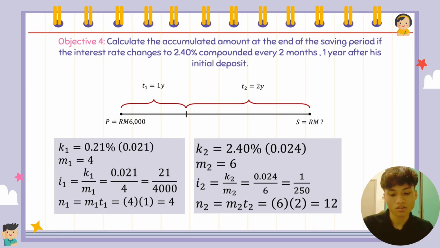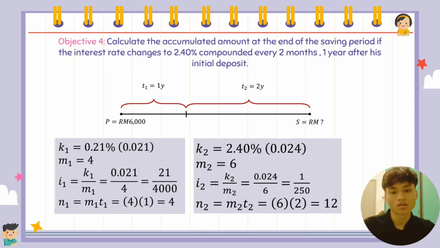I is the periodic interest rate. To find I, K must be divided by M. So it becomes I1 equals K1 divided by M1, which is 0.021 divided by 4, and it becomes 21 over 4,000. N is the number of interest periods, which is N1 equals M1 multiplied by T1, which is 4 multiplied by 1, and the answer is 4. K2 is 2.40%, equivalent to 0.024. M2 equals 6. I2 equals K2 divided by M2, which is 0.024 divided by 6, and it becomes 1 over 250.